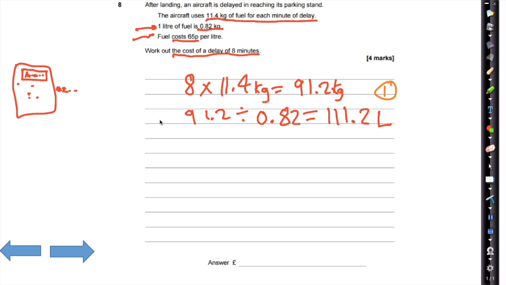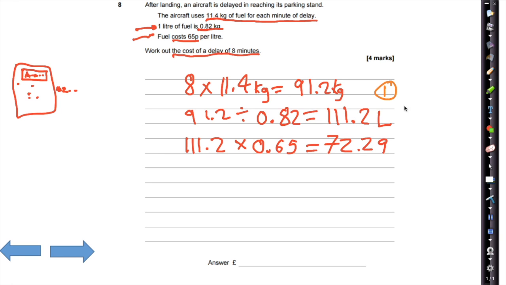If you then press alpha A, which is your 111.2, as we're going to turn that from litres into cost in pence, multiply it by 0.65, and that will give you 72.29 roughly, and that is the cost.